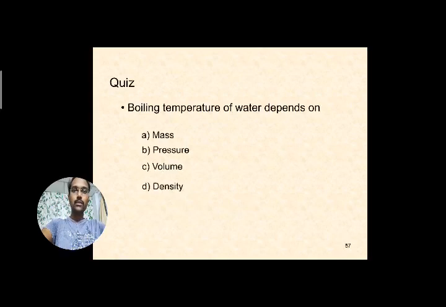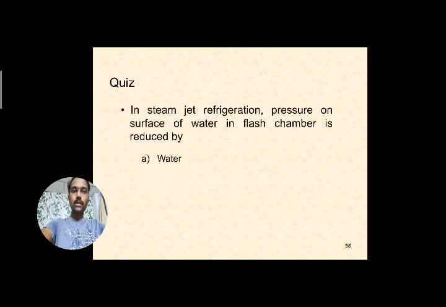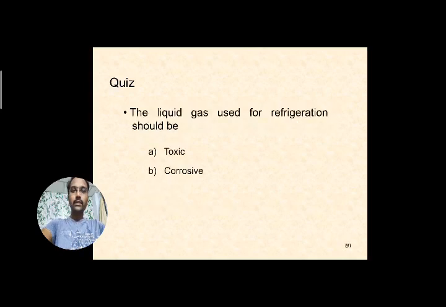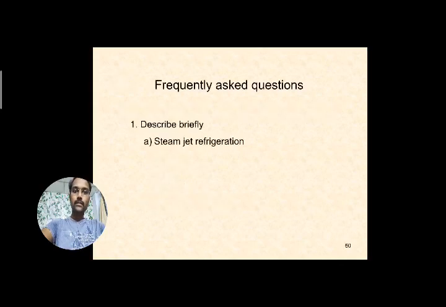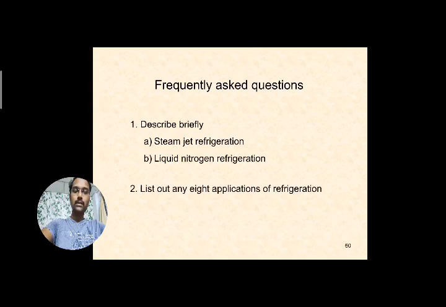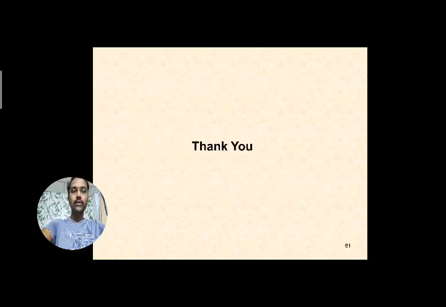The boiling temperature of water depends on the pressure. In steam jet refrigeration, the pressure on the surface of the water is reduced. The liquid gas used for refrigeration should be non-toxic. And a few more questions regarding the applications of refrigeration: describe briefly steam jet and liquid nitrogen. Thank you.